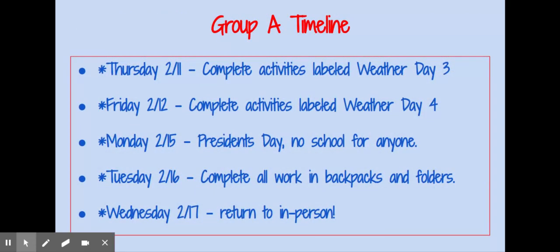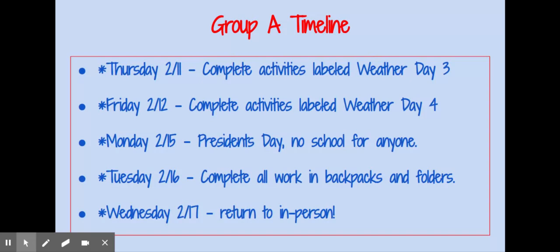A quick recap for Group A because the schedule's been a little bit odd. Today is Thursday the 11th. They're going to do Weather Day 3. Tomorrow is Friday the 12th, where they will do what's labeled Weather Day 4. It's not an official weather day for Group A, but that is the activities that we have ready for them. On Monday the 15th, when we would expect them to be back in person, they will not be. It is President's Day, so there is no school for anybody on Monday the 15th.